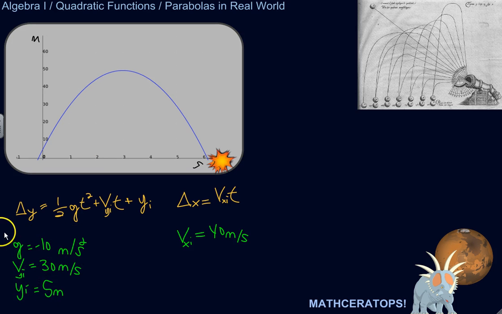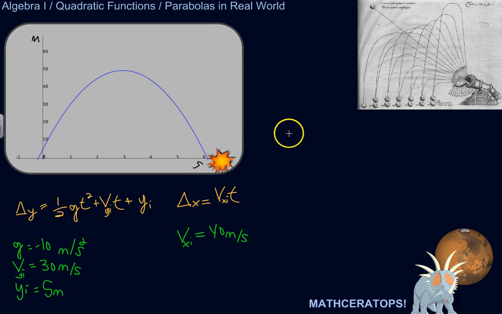So here I've got a little setup. The acceleration due to gravity is constant near the surface of the Earth, so that just is what it is, negative 10 meters per second squared, which means every second you're accelerating by 10 meters per second downward, in this direction. Your initial velocity is 30 meters per second, and your initial height is 5 meters. So let's write the equation for that based on this basic outline.